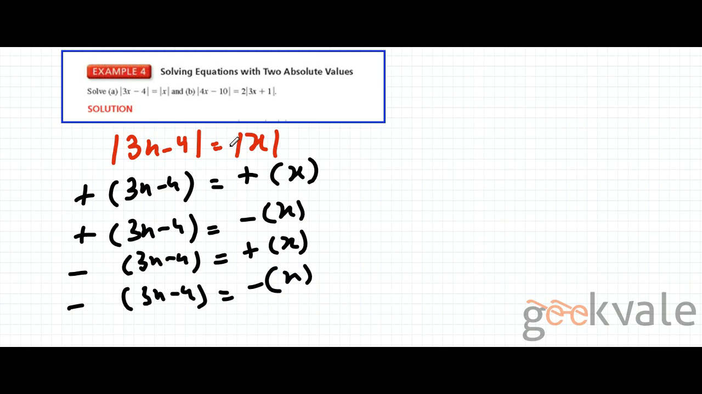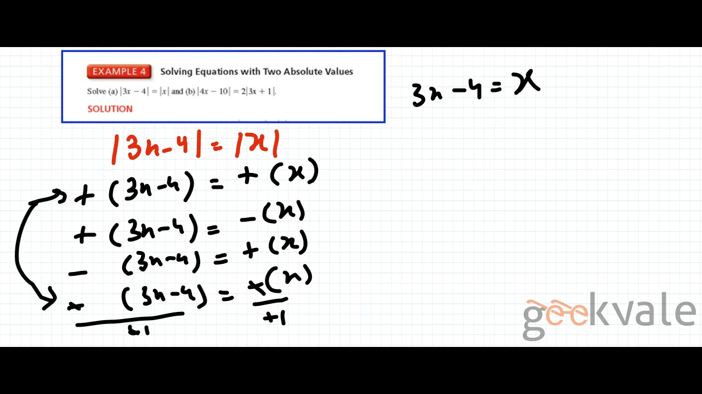If we look at the first one, it is the simple equation 3x take away 4 equals x. Now look at the last one. If we divide both sides by -1, following the division property of equality, we can cancel out the negatives from both sides and get the same thing as the first one. So the first and fourth are the same, and I can use just one of them because they are redundant.